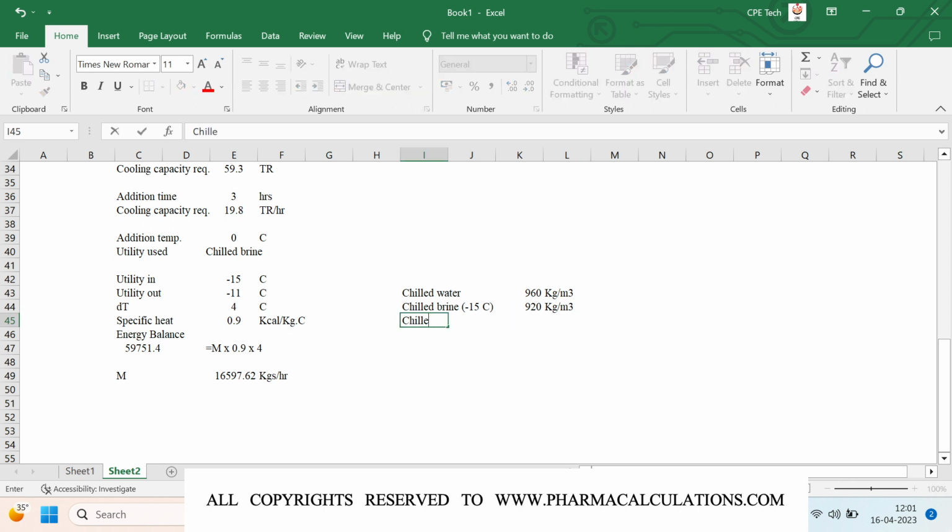And if it's a chilled brine at minus 40 degrees centigrade, then it is going to be almost 860 kg per meter cube. So here we are going to use utility at minus 15 degrees. So I'll be taking the density of 920 kg per meter cube. So the volumetric flow rate, capital V, equals this divided by 920. So you get it in meter cube per hour.